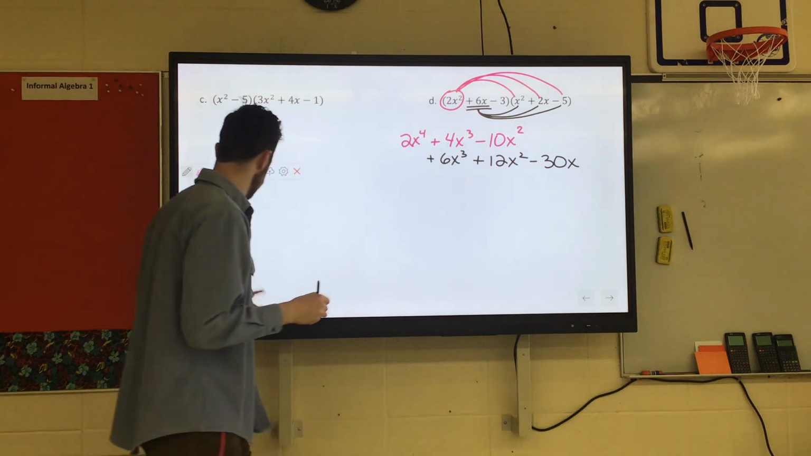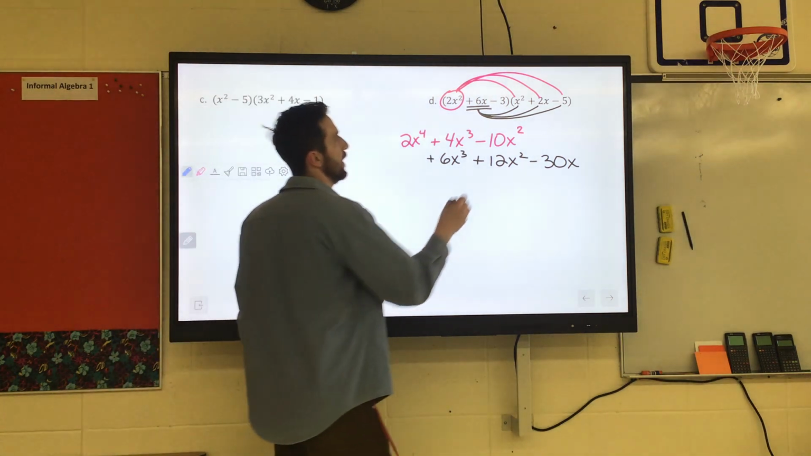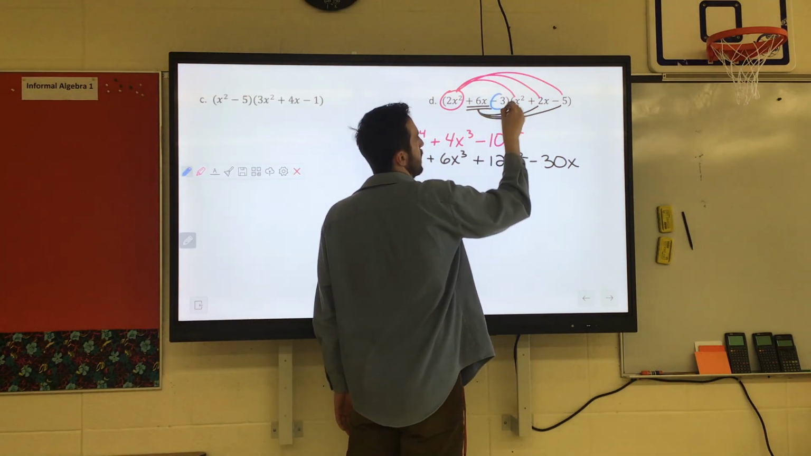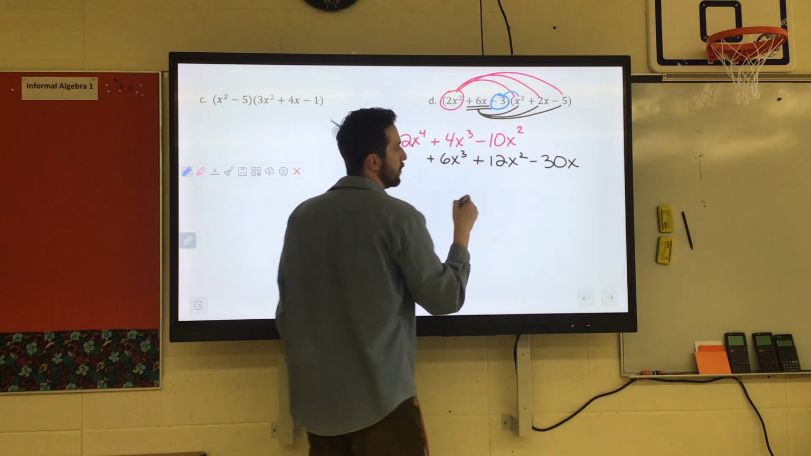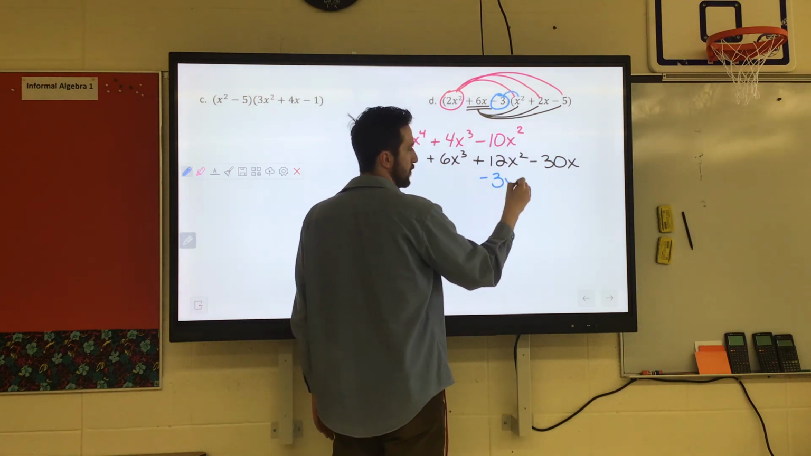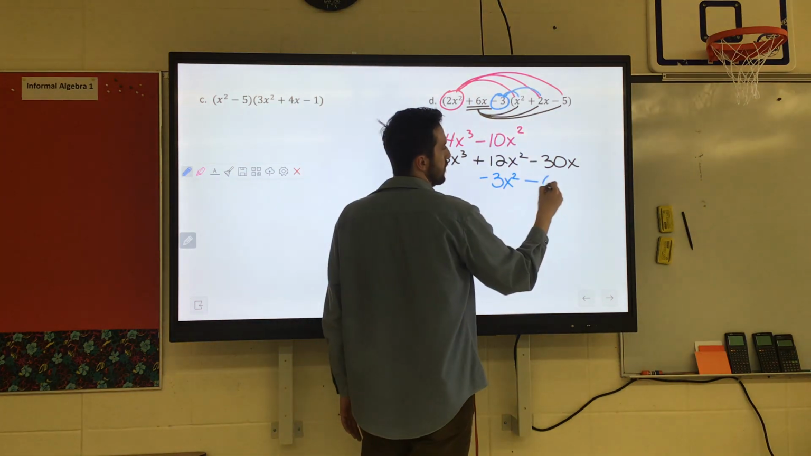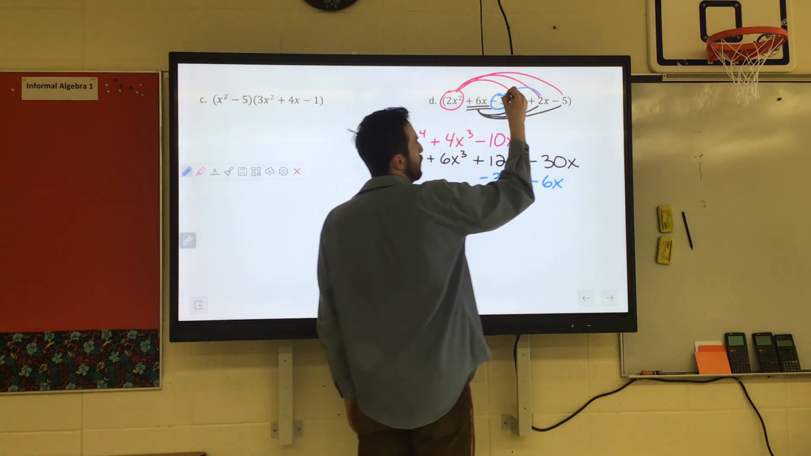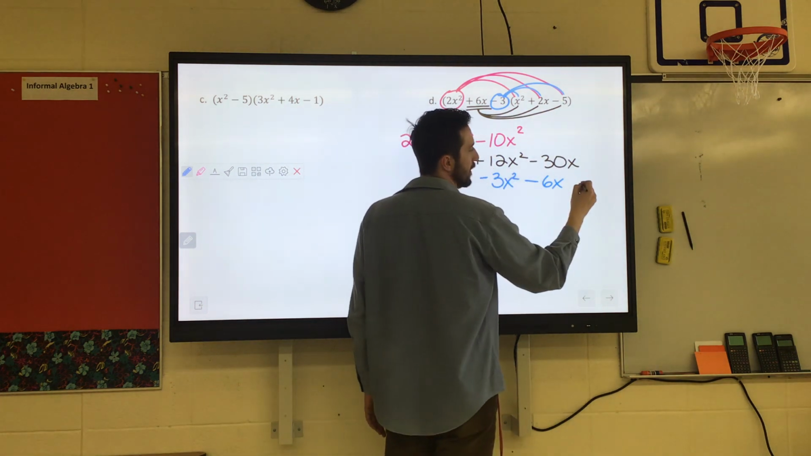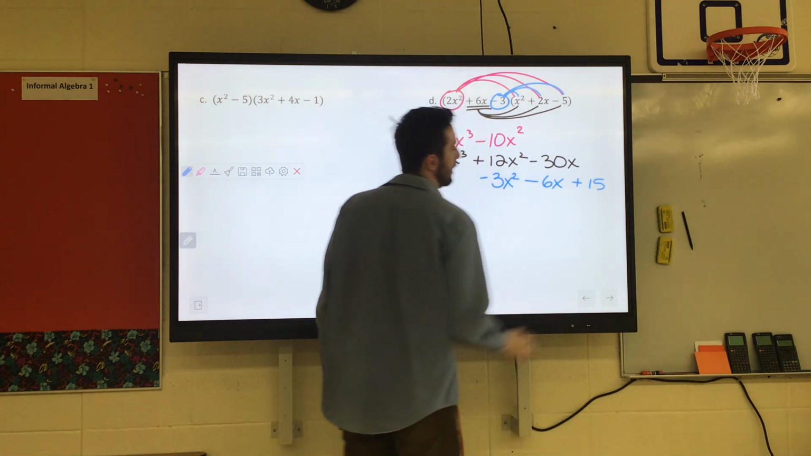One more. We got to get them all with that negative 3. Negative 3 times x squared is negative 3x squared. I'm going to put it in my x squared column. Negative 3 times 2x is negative 6x. And negative 3 times negative 5 is positive 15.